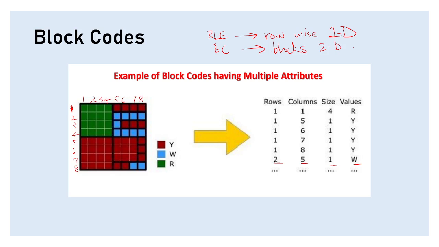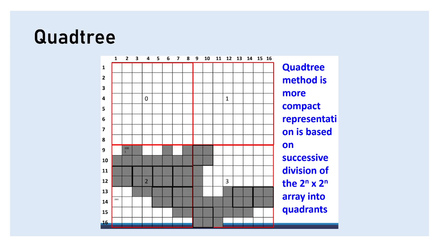Okay, so we'll go to the next one, that is the quad tree technique. The quad tree technique is basically a more compact representation, based on successive division of the two by two matrix or array into quadrants. As the name suggests, quad, what we are doing is building the quadrants.